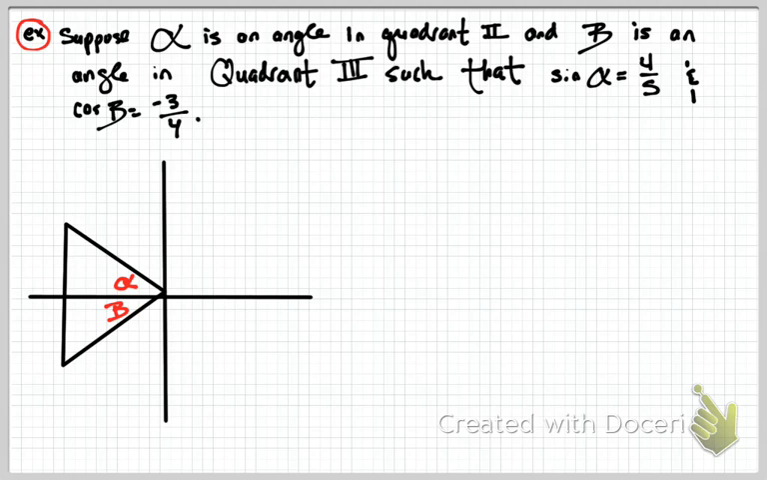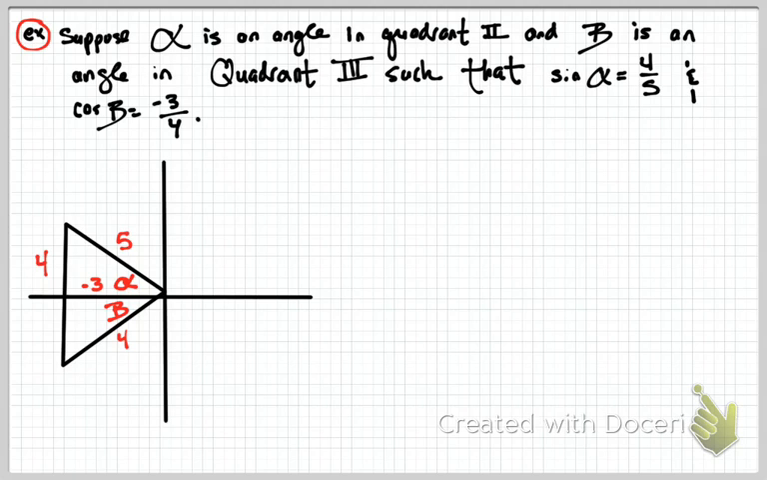Daniel Liu, what is my opposite side in alpha? 4. And my hypotenuse? 5. Perfect. Let's see. Stephanie, what is my hypotenuse in beta? 4. Okay. And then my adjacent? -3. Good. And it's shared between each one. How do we figure out our missing side?